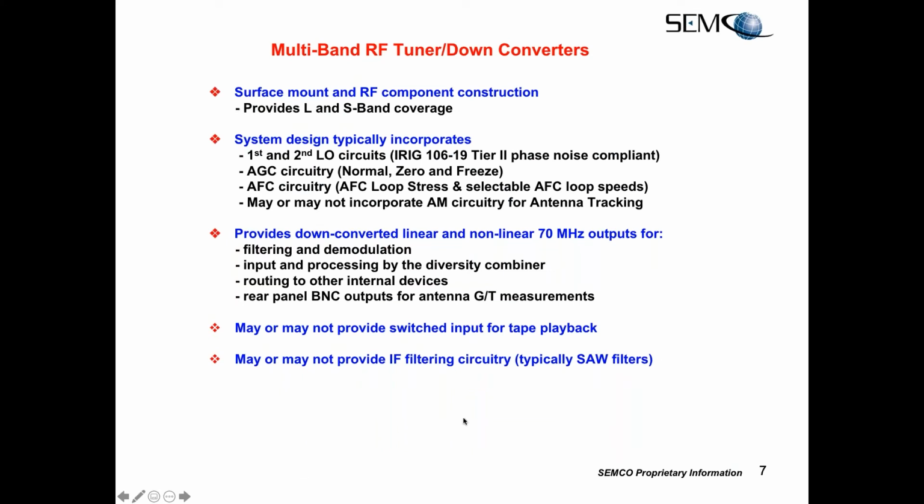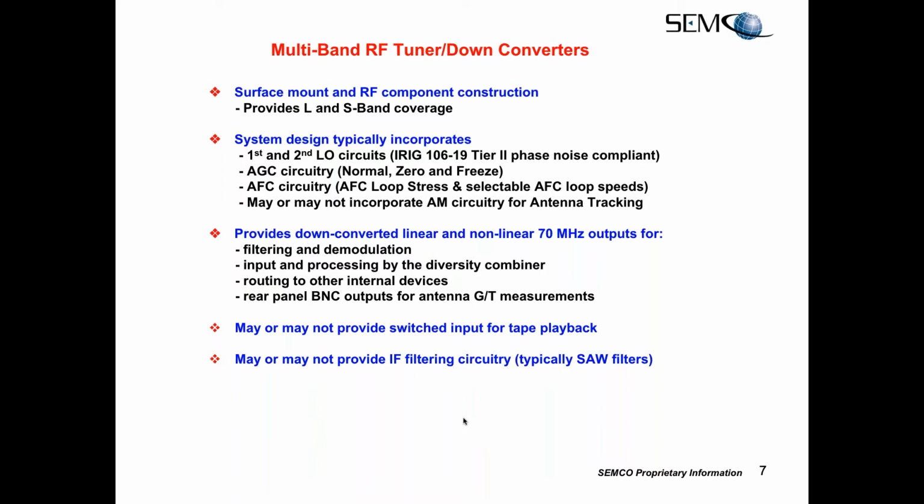So the front end of the receiver is probably one of the more important parts of a receiver design. It's usually designed using surface mount and RF component construction. This particular one that I'm talking about provides both L and S band coverage, and it basically interfaces with up-down converter circuitry to support some of the other frequencies other than L band and S band.